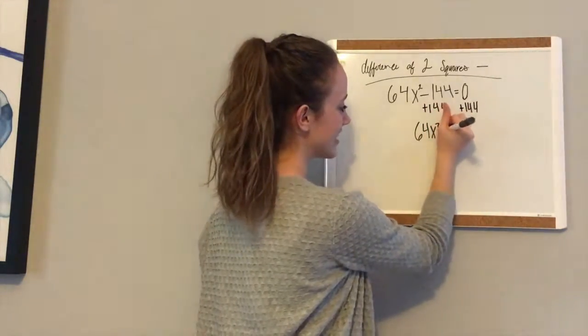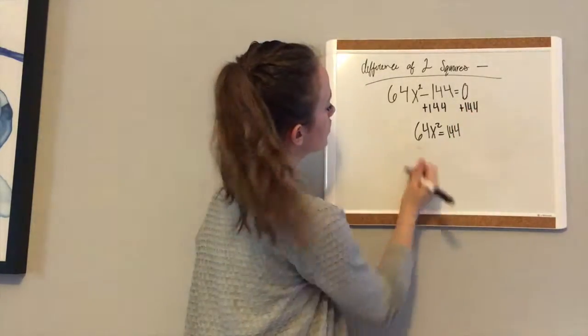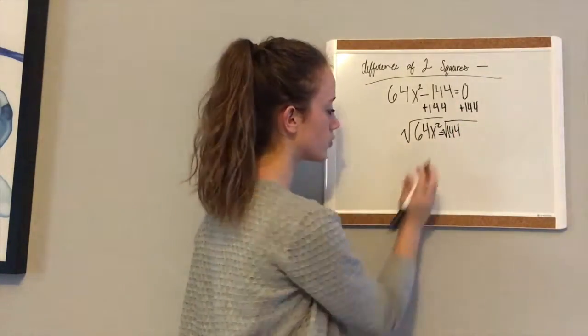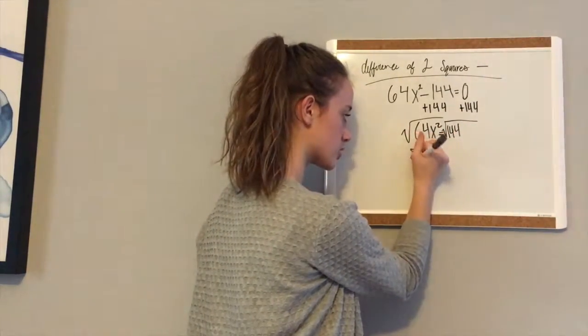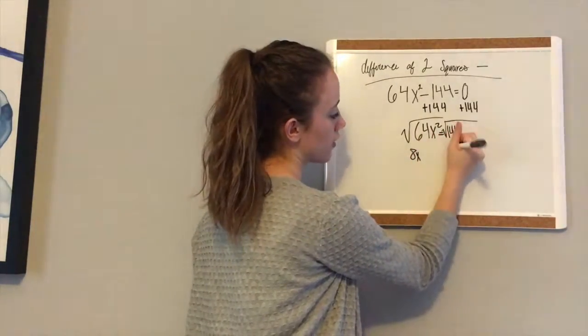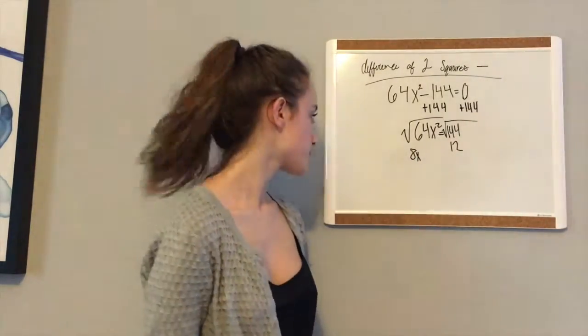64x squared equals 144. Now you will take the square root of both sides, and you will get 8x is the square root of 64x squared, and 12 is the square root of 144.